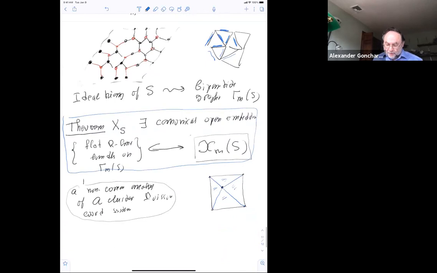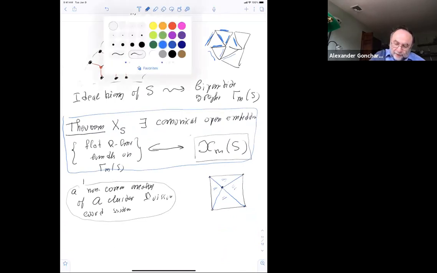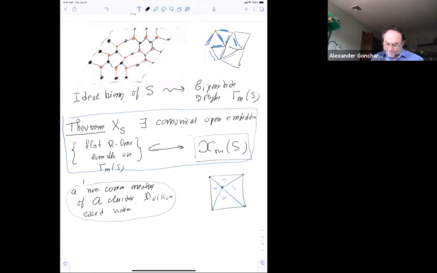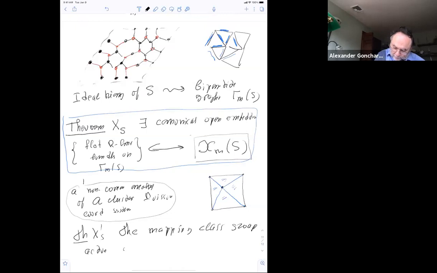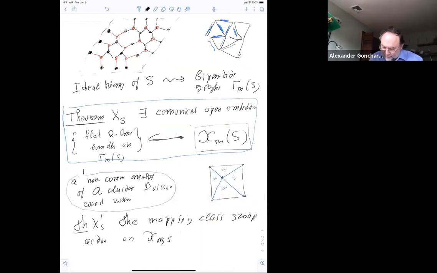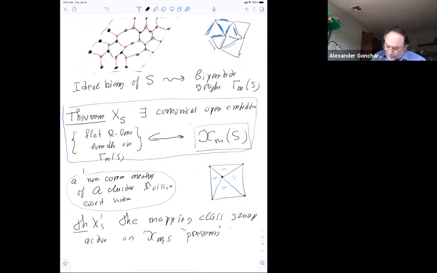There is, however, an issue with this, because this is good, but this is not that good. So the actual theorem is some kind of addition to this, like a version of this theorem, that the mapping class group action on XMS preserves the structure.